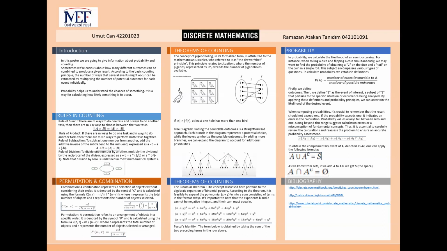Imagine we are rolling a dice and flipping a coin simultaneously. We might be curious about the probability of obtaining a 2 on the dice and a tail on the coin in a single trial. Probability allows us to quantify the chance of such events happening. However, it encompasses a wide range of questions, each with its own unique considerations.